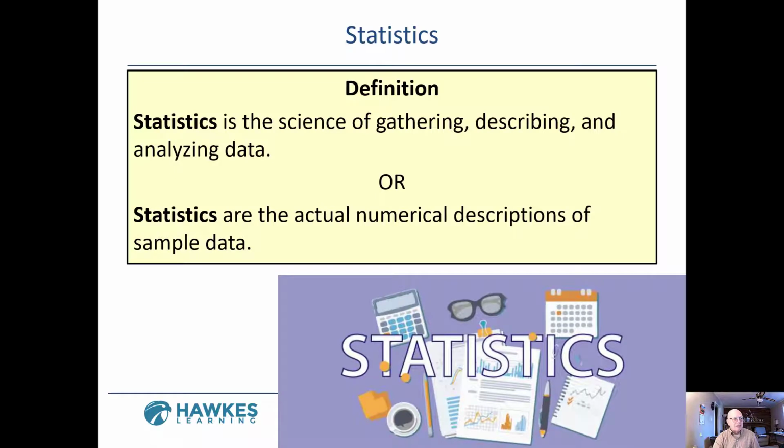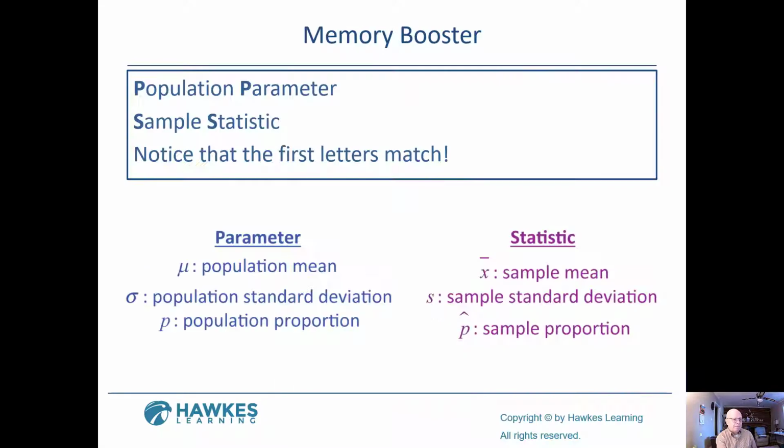We're just getting started. And as I mentioned the last time, statistics can mean two different things. It can mean the science itself, getting, describing, analyzing data, or it can represent the actual numbers or characteristics that you're collecting as part of your survey or your measurements. Notice, population parameter, sample statistic. Remember, population means all the items or people or whatever that you're interested in. Parameter means something about the things in that population.